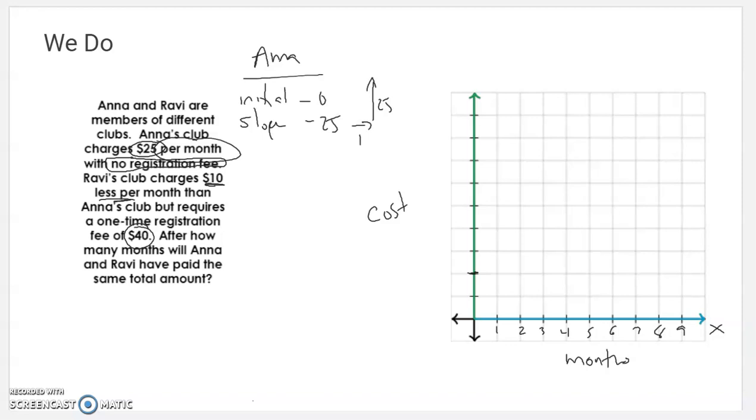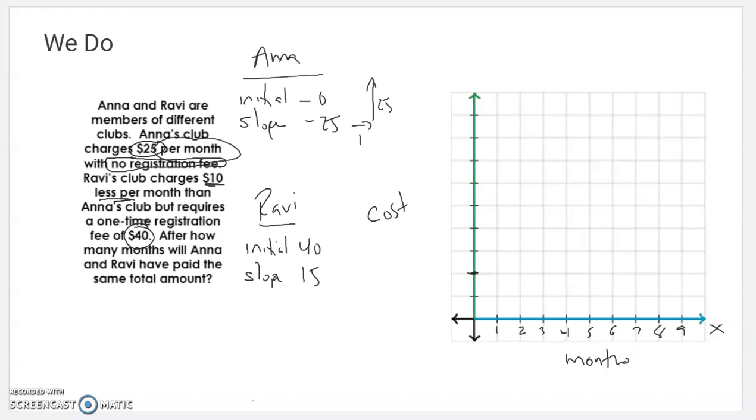Other person here, Ravi's Club, has a one-time registration fee of $40. So initial 40. Charges $10 per month less than Anna's Club. So hers was 25. So this one, the slope or the rate of change is only going to be 15. So I've got a lot of 5s and a 40.